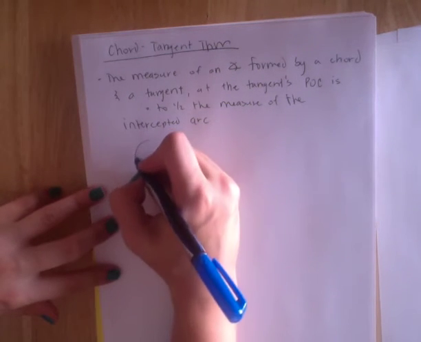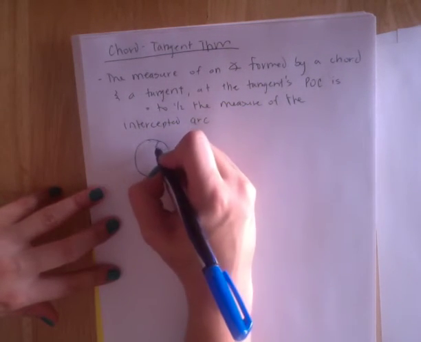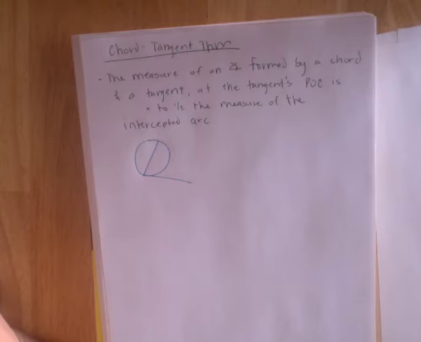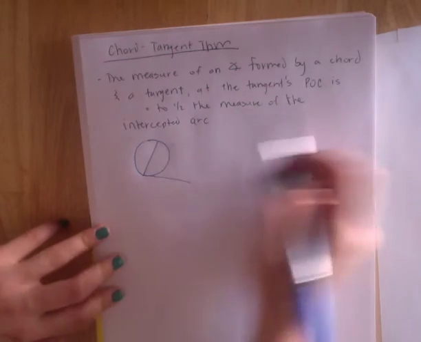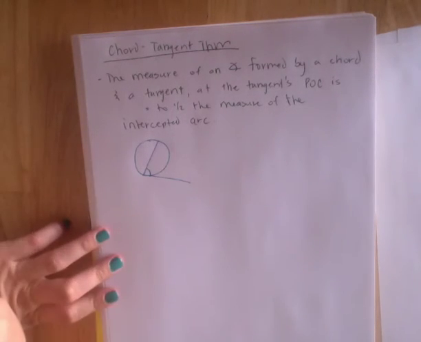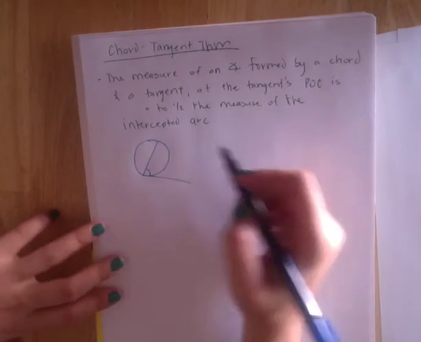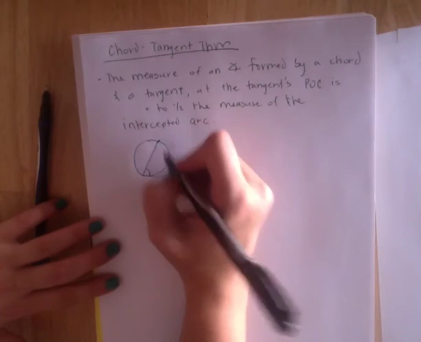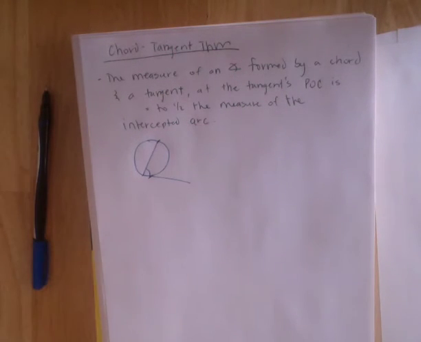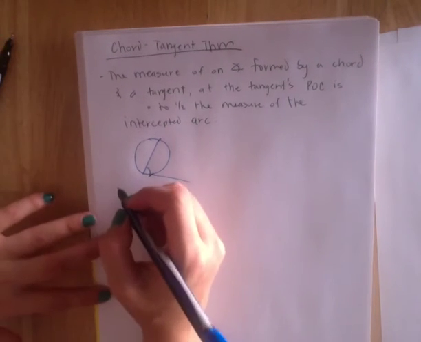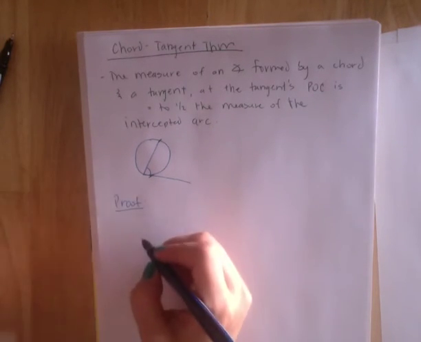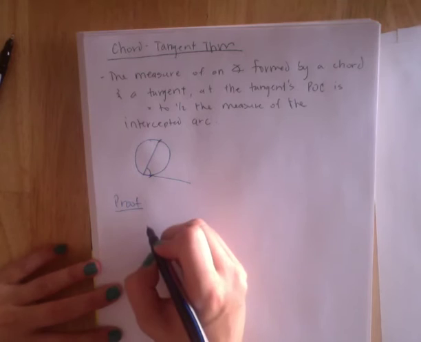So let me draw that for you. We have the intersection of a chord and a tangent, and it's telling me that the measure of the angle formed here is 1/2 of the measure of the intercepted arc, which is here. Okay, this is my intercepted arc, here to here. Now, I'm going to do a quick proof of this. We have 3 different cases in this proof. I'm just going to do one.